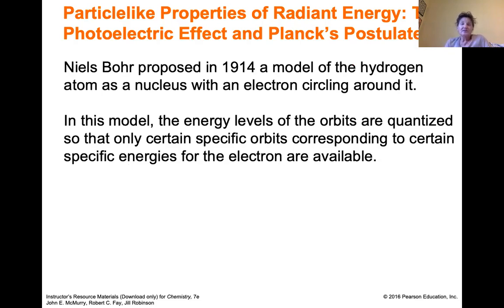Niels Bohr proposed in 1914 a model of the hydrogen atom as a nucleus with an electron circling around it. So now we're going to think about the theories that were being used to try to understand atoms. In the model, the energy levels of the orbits are quantized so that only certain specific orbits corresponding to certain specific energies for the electron are available.